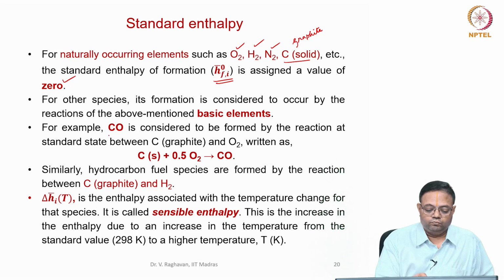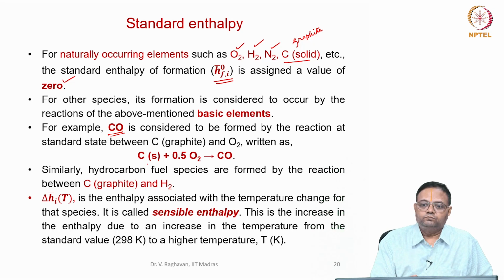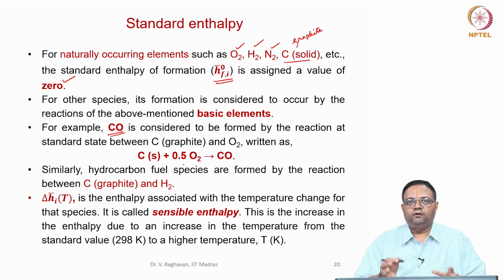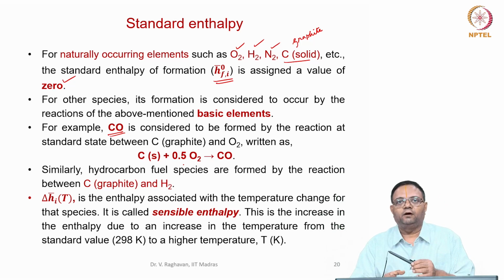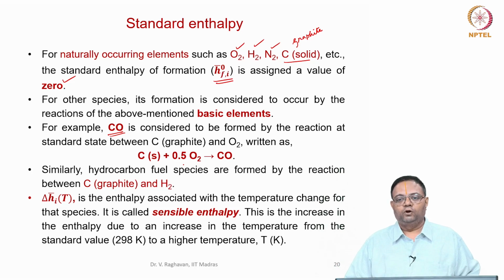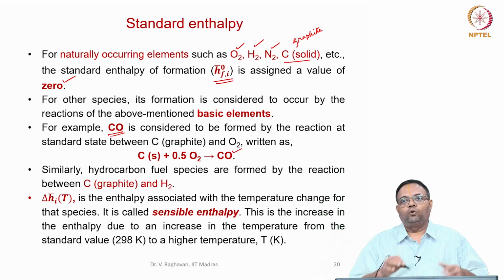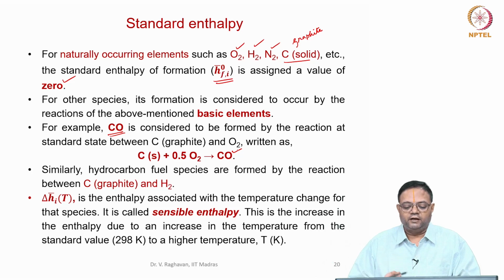For example, CO can be formed by having some graphite and putting some hot oxygen over it. Basically, you put graphite and oxygen in a constant pressure chamber and try to trigger the reaction by heating it slowly. Once sufficient heat is supplied, the reaction between the graphite and oxygen takes place to form CO. Now cool the CO to 298 Kelvin, and the heat released will be the enthalpy of formation of CO.